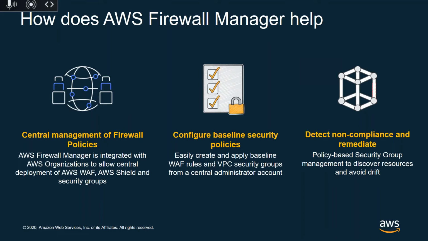This allows you to configure baseline policies that we talked about. You can do this for WAF rules or VPC security groups, for example, from a central administrative account. And then it allows you to detect non-compliance in the individual accounts underneath the admin account and then remediate. So for example, you can use policy-based security group management to discover any resources that are not compliant with the baseline policy and then remediate any non-compliant policies.